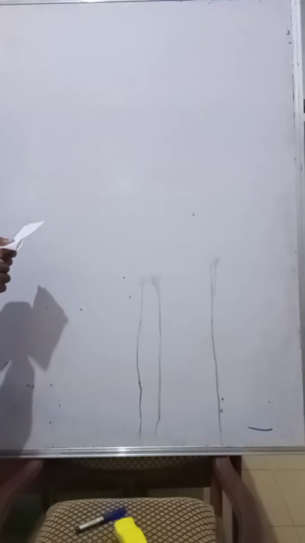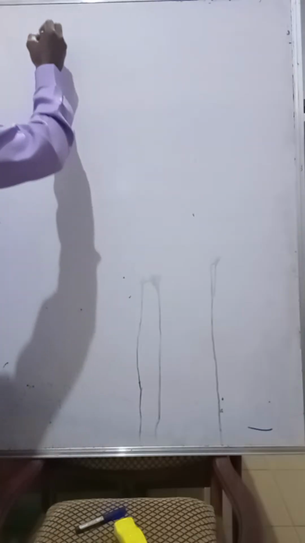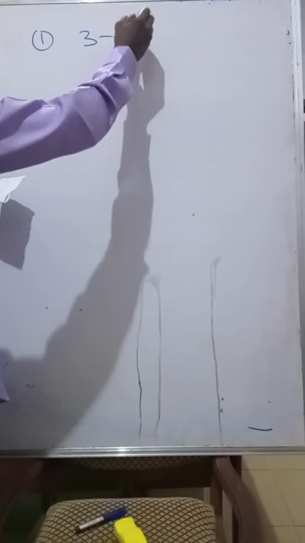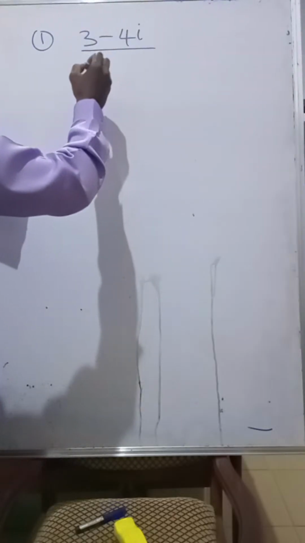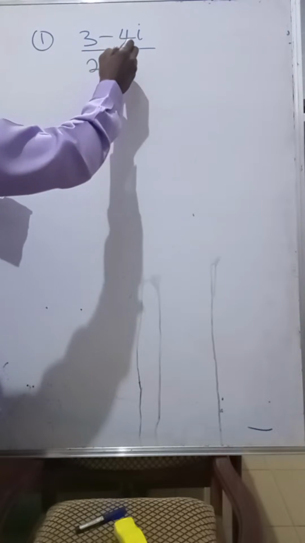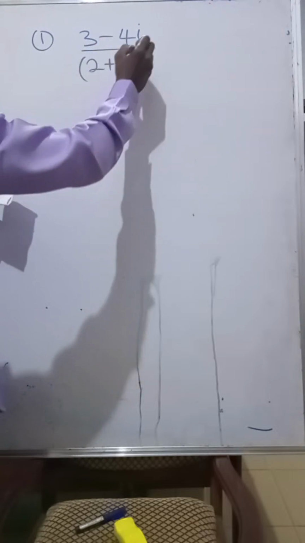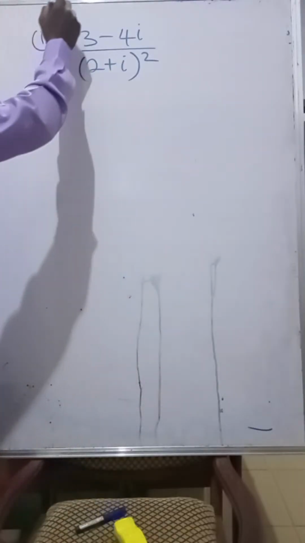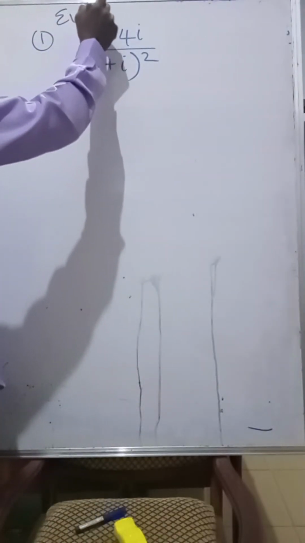Okay, let's see the first one we have here. We have the first one, 3 minus... so that's the first one we have there. Evaluate the following. So that's the first one.